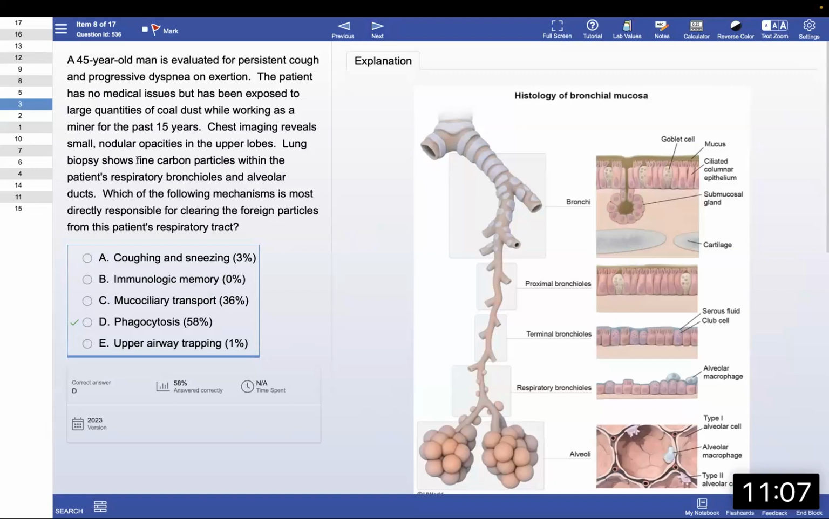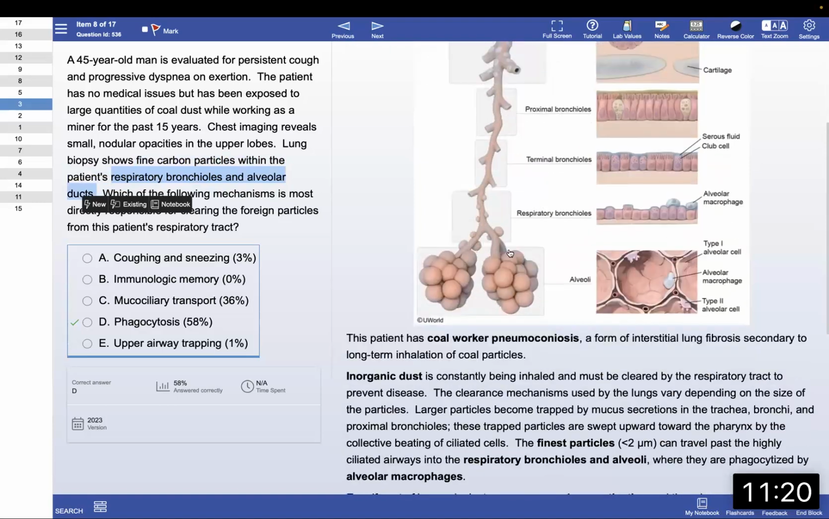And here, find carbon particles within the patient's respiratory bronchioles and alveolar ducts on biopsy. Which of the following mechanisms is most likely responsible? So here we are at the level of respiratory bronchioles and alveolar ducts. At this point, it's phagocytosis. So this should be our cutoff. Respiratory bronchioles and alveoli, macrophages are responsible. Phagocytosis.